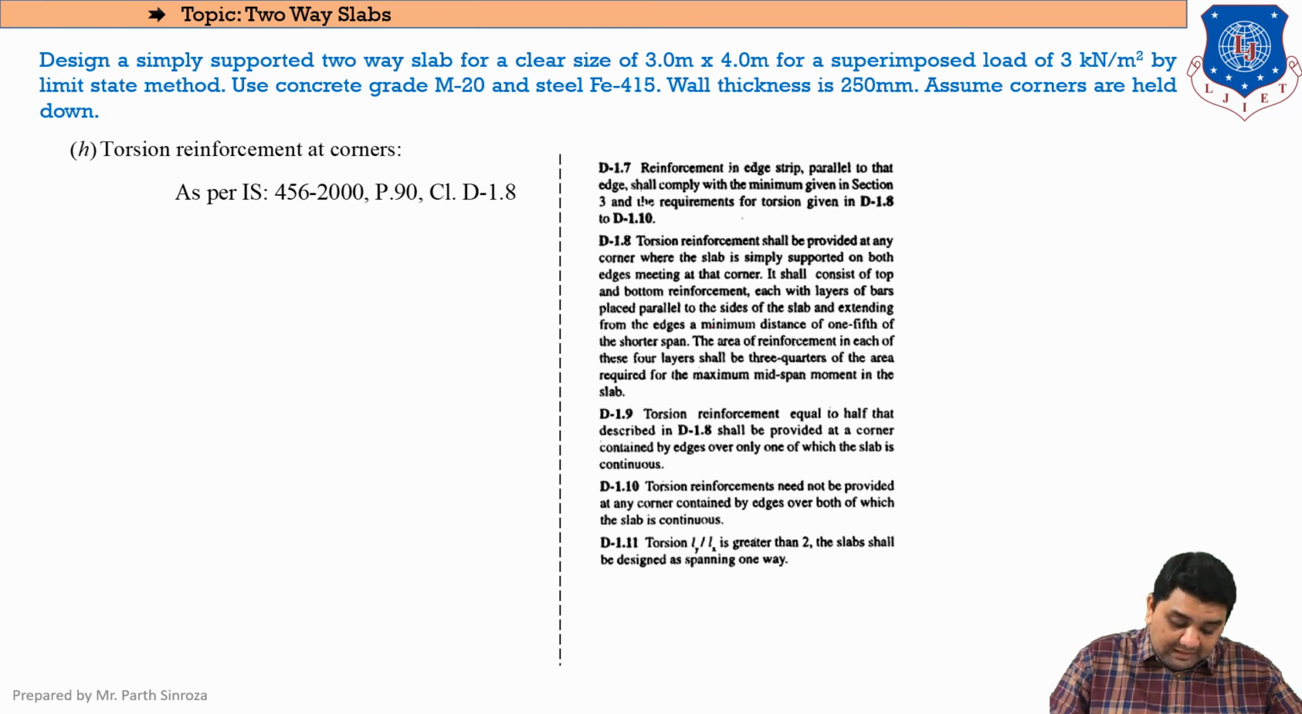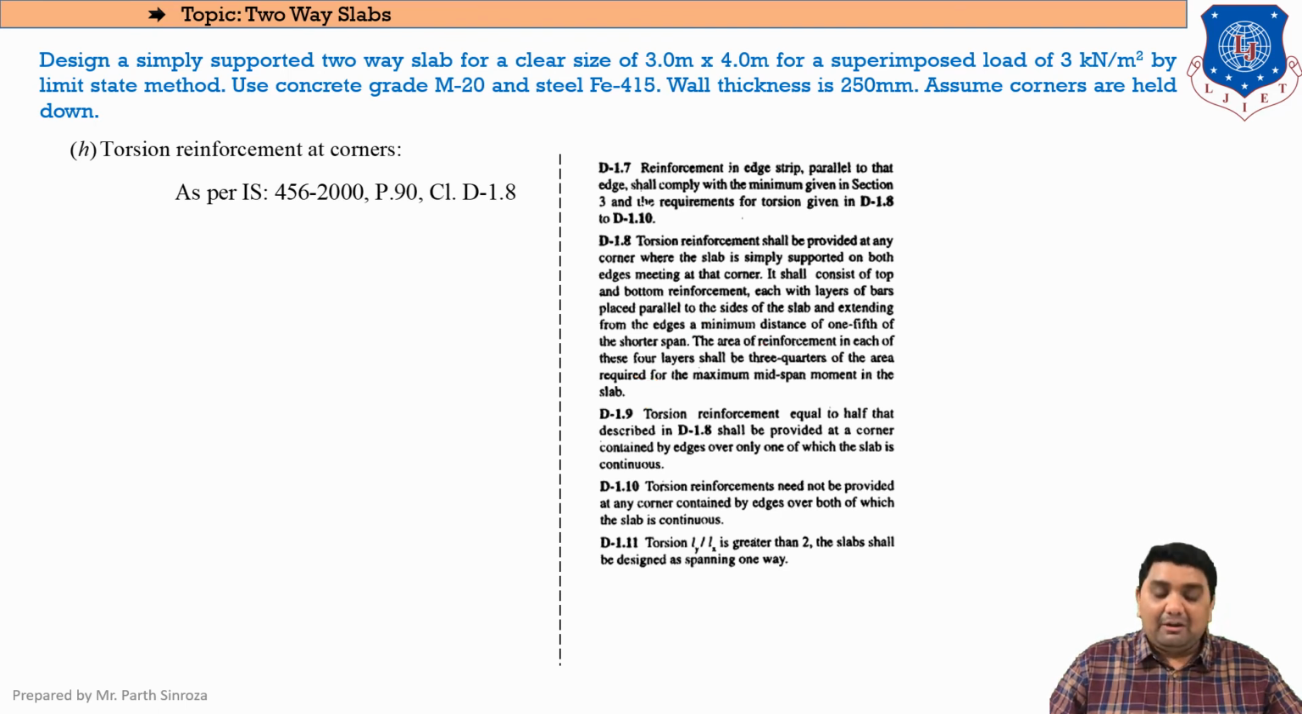The first thing here is the area of reinforcement in each of these 4 layers, because we are providing torsion reinforcement at each corner, so that will be 4 layers. Each of the 4 layers shall be 3/4 of the area required for maximum midspan moment in the slab. So maximum midspan moment was along x-axis or along y-axis? Mx was maximum. So the maximum midspan moment was along x-axis. Whatever middle strip AST you are getting for the x-axis, you need to take 3/4 of that.